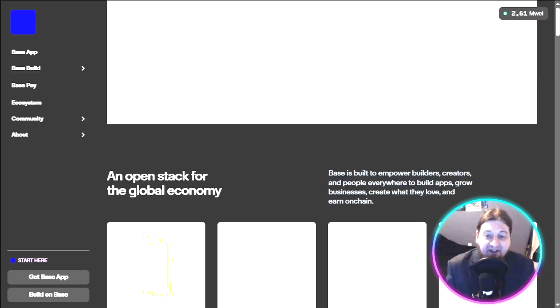Okay. And layer twos are no longer experimental. They're becoming core of Ethereum scalability in 2025. Whether it's payments, DeFi, or gaming, these projects are paving the way for mass adoption.